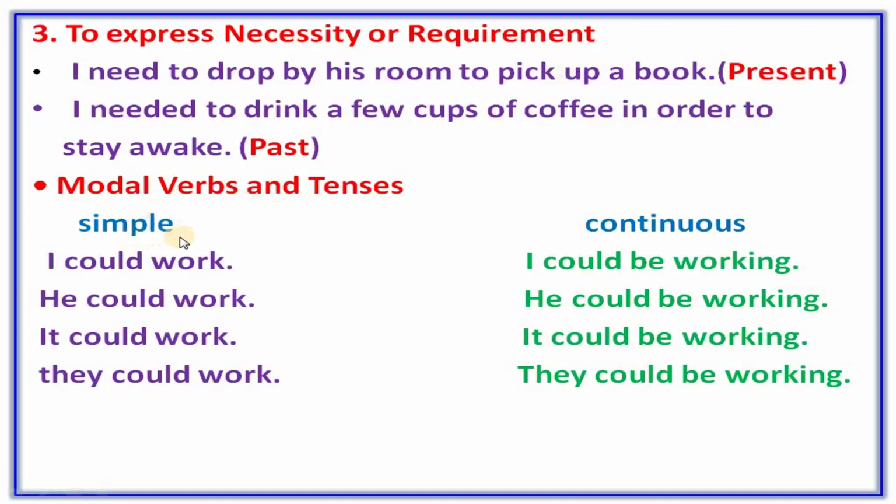Simple tenses and continuous tenses. I could work. I could be working. He could work. He could be working. It could work. It could be working. They could work. They could be working. So these are the simple tenses and these are the continuous tenses.